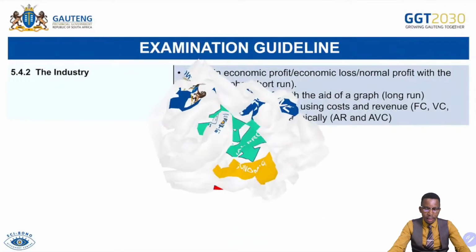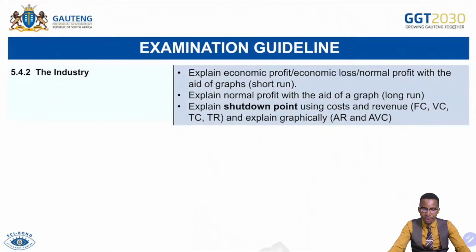Let's check the exam guideline. Explain economic profit or loss and normal profit with the aid of graphs. Explain normal profit with the aid of a graph, long run. Explain the shutdown point using cost and revenues, FC, VC, TC, TR, and explain graphically AR and AVC. Then let's check what's happening there.